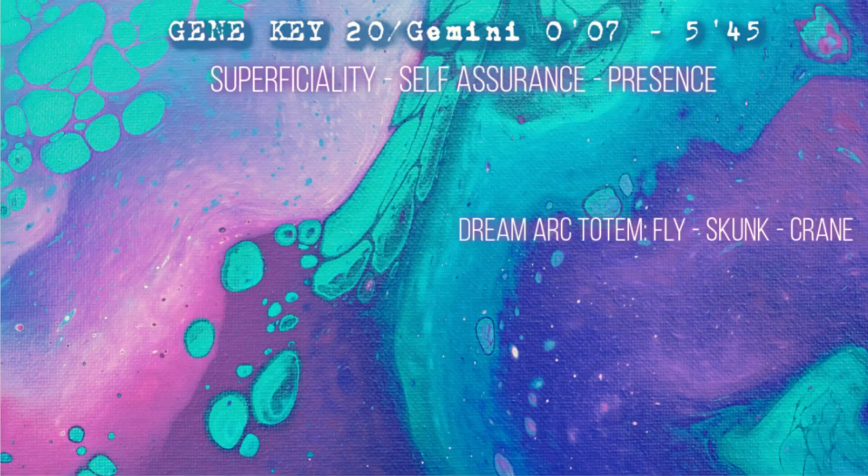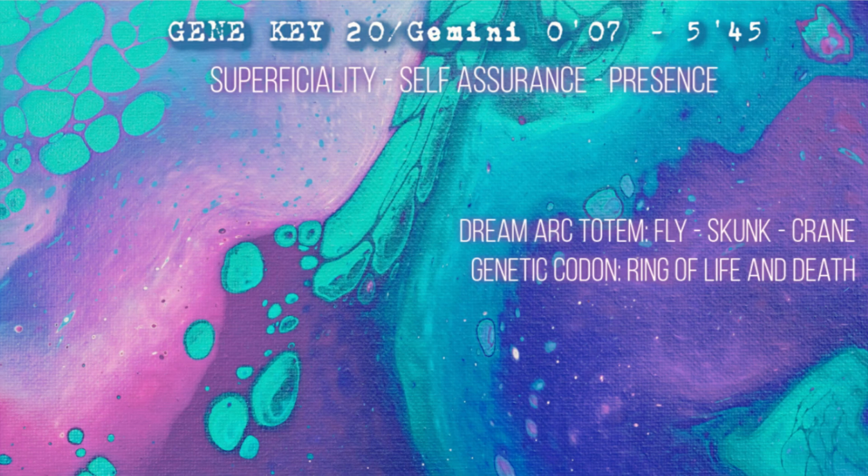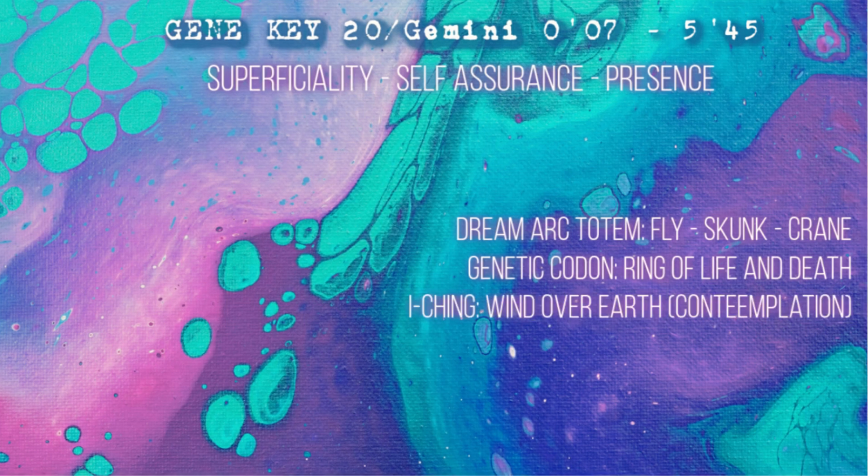In the Dream Arc Totem Codex, the fear key animal is the fly, the life key is the skunk, and the vision key bird is the crane. In the codon ring, Gene Key 20 is part of the ring of life and death and is associated with the amino acid leucine. In the 64 I Ching hexagram, this hexagram is wind over earth, contemplation, listening to the whispering wind, respond to life with complete trust.